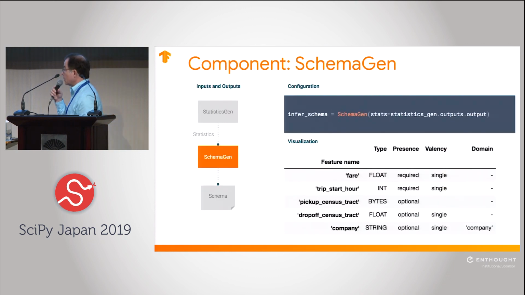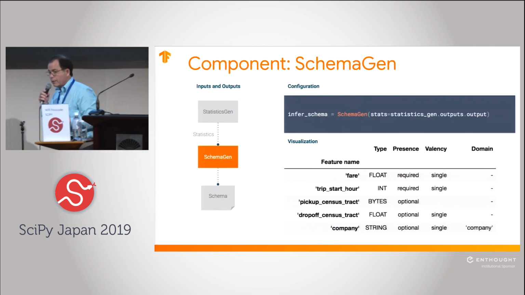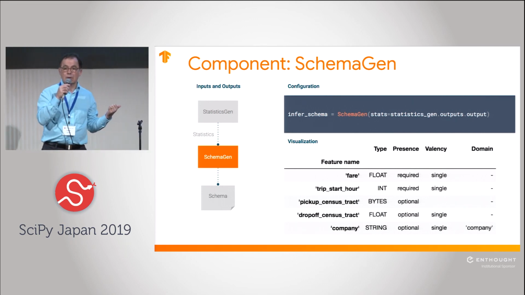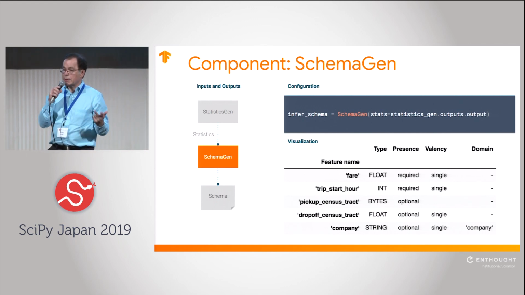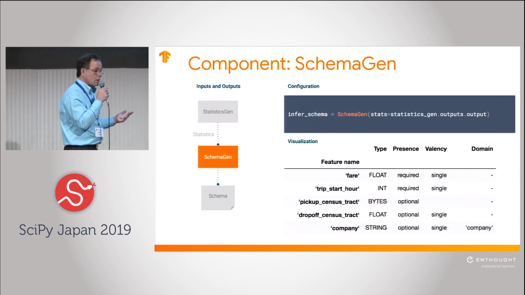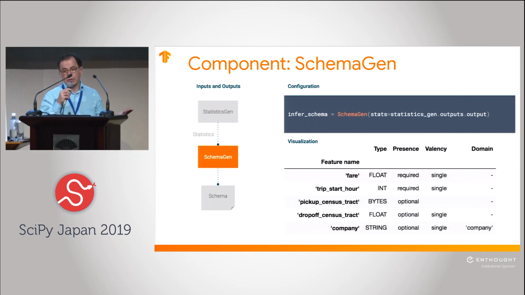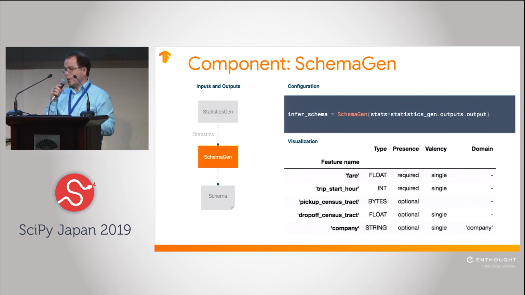SchemaGen looks at your data and tries to infer the types. Do I have a float for each feature? Do I have an integer? Is it text? Is it categorical? What is it? If it's categorical, it's going to try to create a set of the valid categories that you can expect.